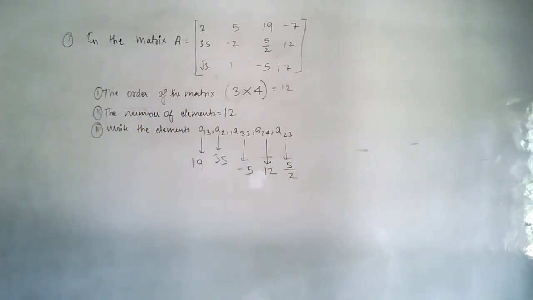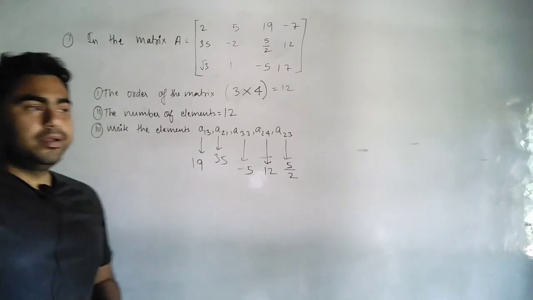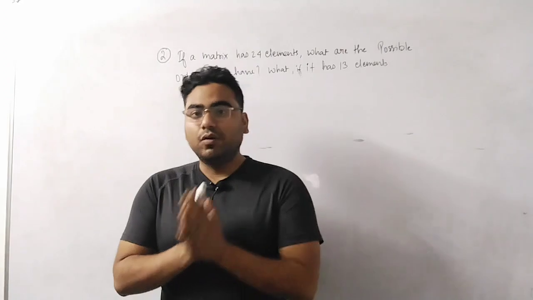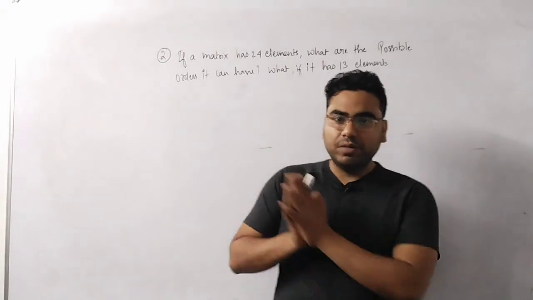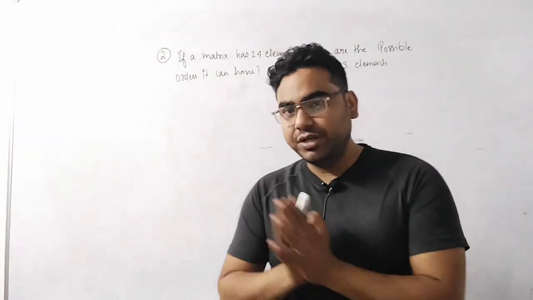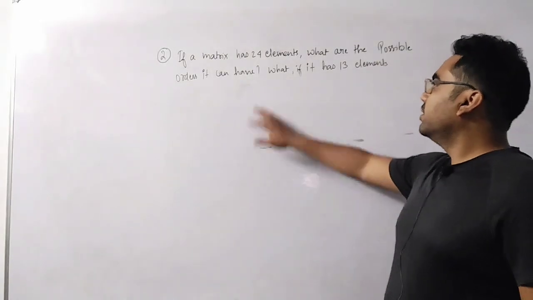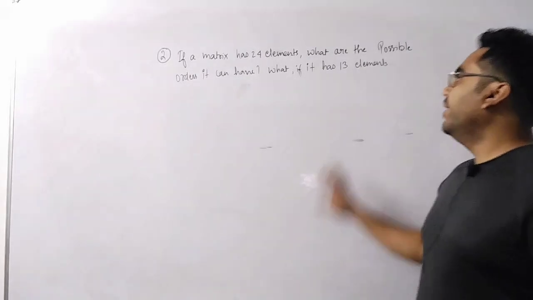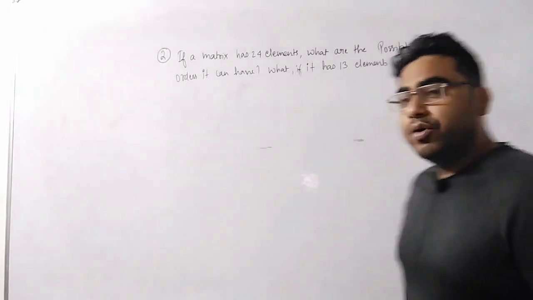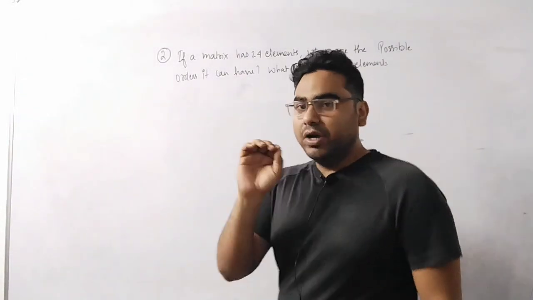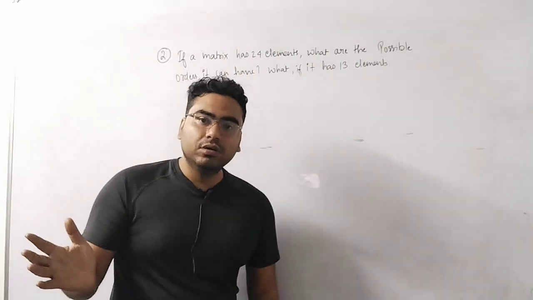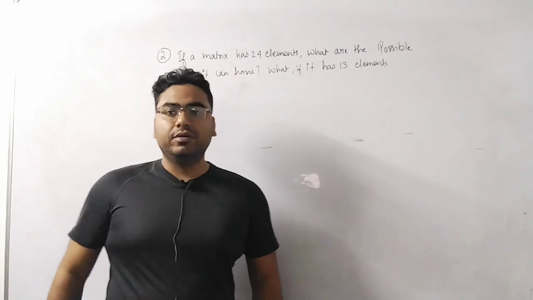Coming to the second question. Now having solved question number 1, let's move on to question number 2. The question is based on a statement asking about the possible orders a matrix can have, provided it has 24 elements. So how many possible matrices should we have?